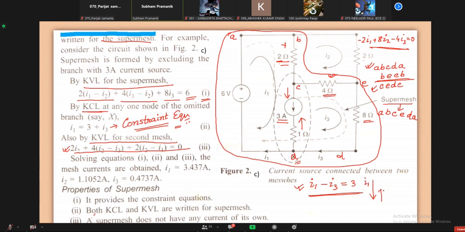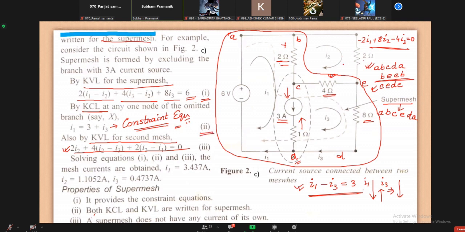This is, suppose, I3. So if I1 is greater than I3, then the resultant will flow downwards. If I3 is greater than I1, then the resultant would have flowed upwards. But here the downward current has been shown. I1 minus I3 is equal to 3. That's our second equation, what we call the constraint.